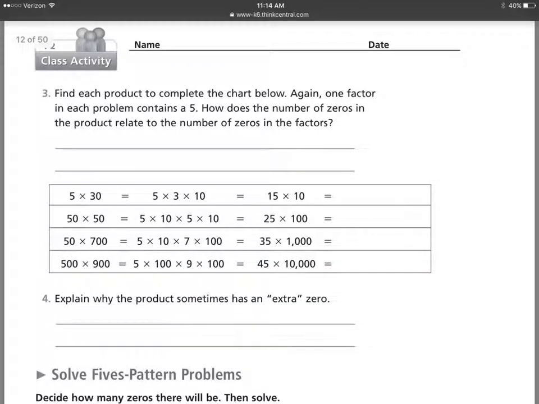Number 3 is asking you to do the same thing as they asked you to do in number 2. So again, you're going to find the product of each of these questions, and then in the lines up here, you're going to write how the number of zeros in the product related to the number of zeros in the factors. Were there just as many zeros? Were there more or less zeros? And then down here at number 4, explain why the product sometimes has an extra 0. Why is that? Explain that in your own words.